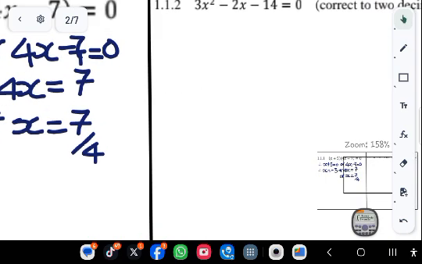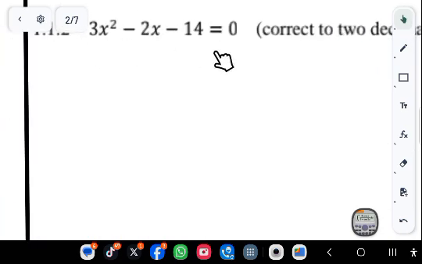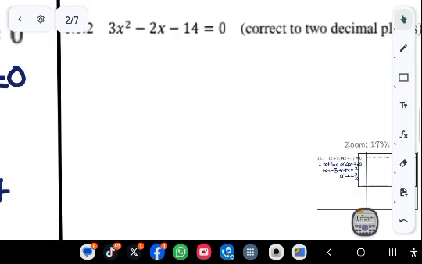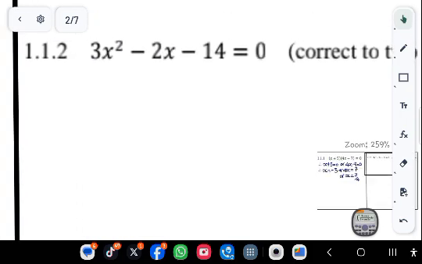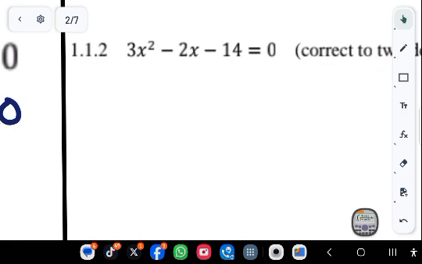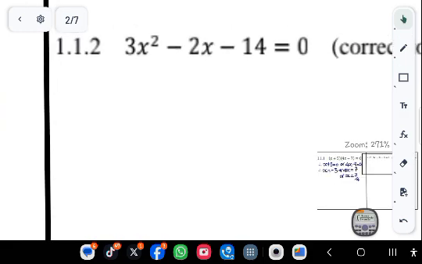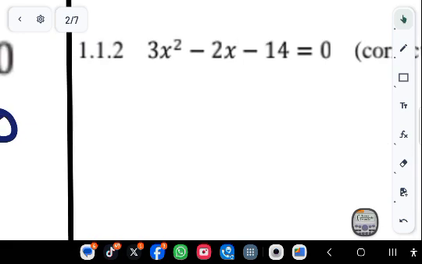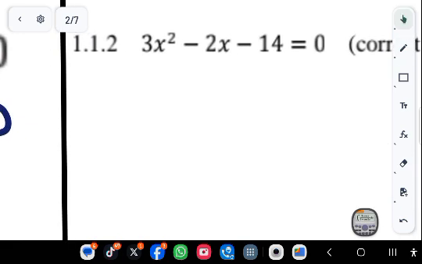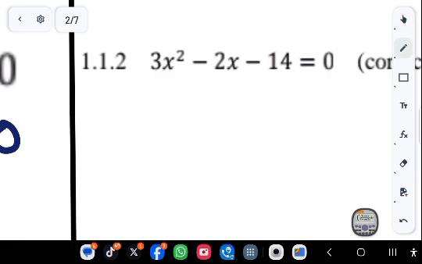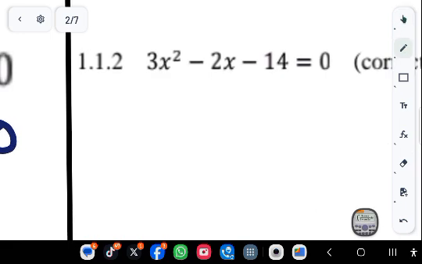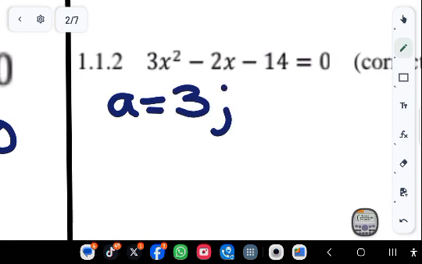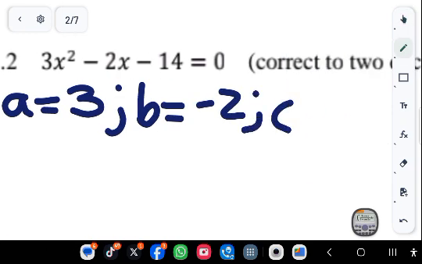The next question goes, solve for x, and this is the equation, correct to 2 decimal places. Now, whenever they tell you correct to 2 decimal places, you know immediately you will be using the formula because it will not be possible for you to factorize this trinomial easily. So to solve it, you will use the formula. So the first thing you do is you figure out what your a is, your b, and your c. A is the coefficient of x squared, b is the coefficient of x with the signs, and then the constant c equals negative 14.